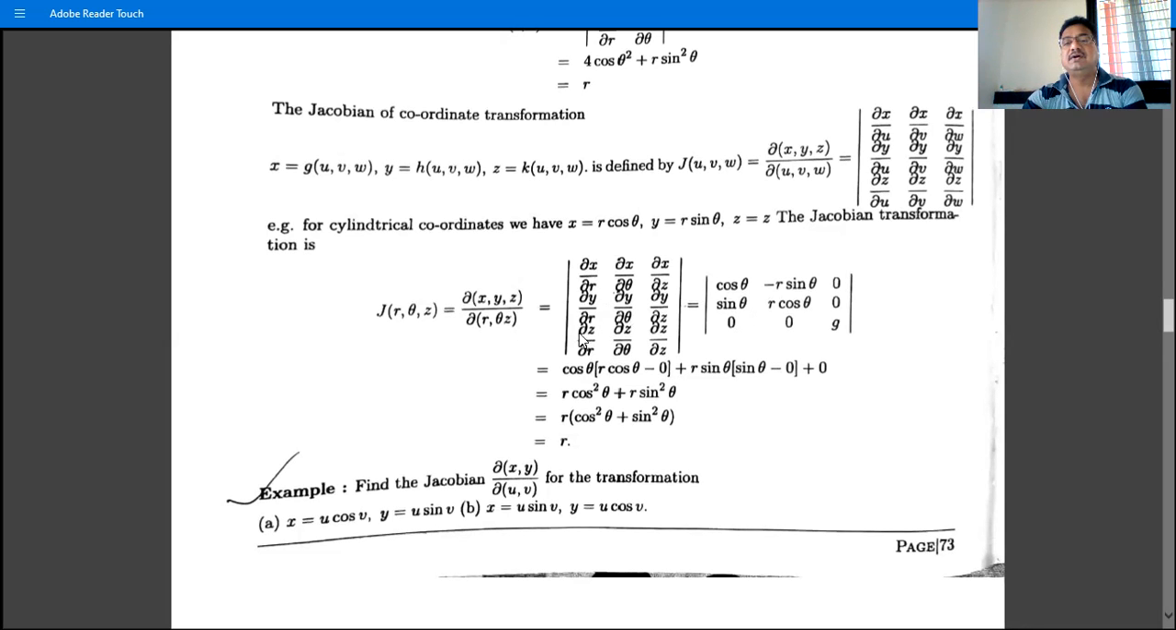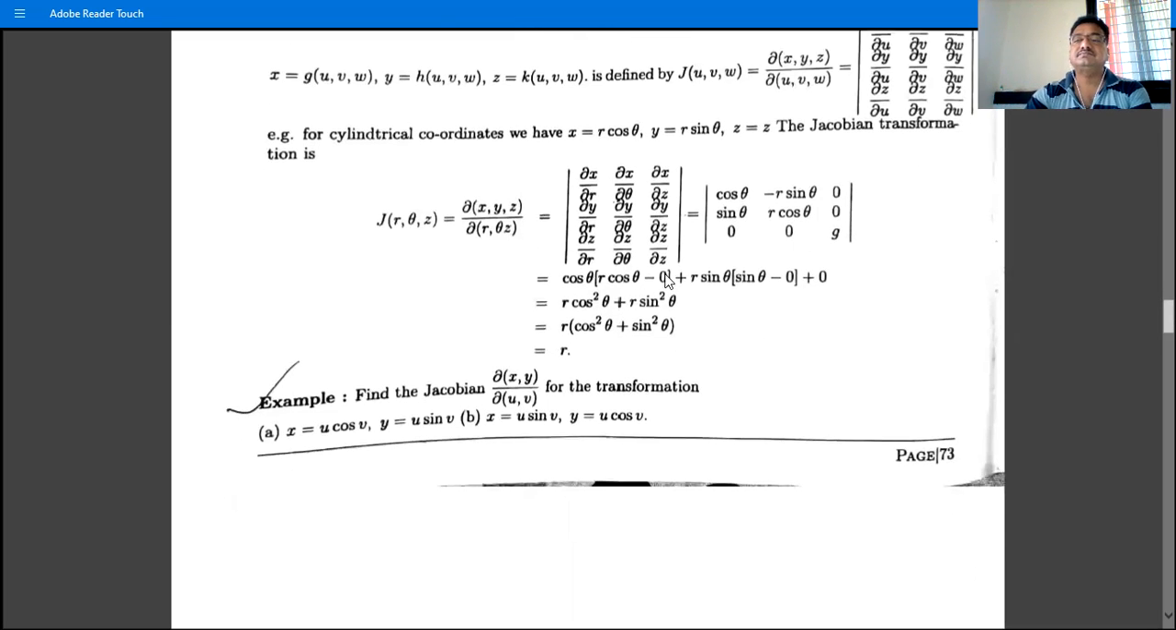And then ∂x/∂r is cos theta, ∂x/∂theta is minus r sin theta, and ∂x/∂z, with respect to z the derivative, since x is a function of r and theta, is 0. Similarly, ∂y/∂r, ∂y/∂theta, ∂y/∂z are these. Then ∂z/∂r is 0, ∂z/∂theta is also 0, and ∂z/∂z is 1.